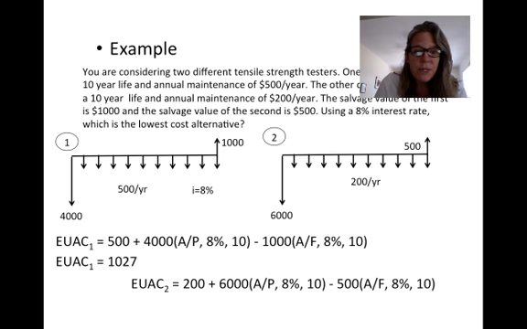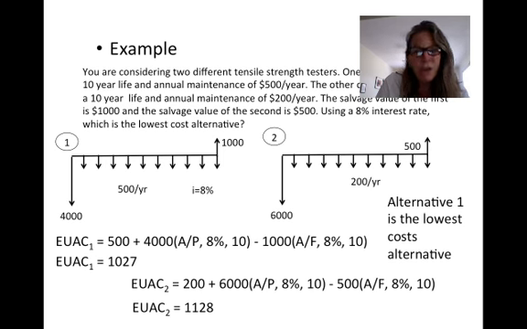1,027. For the second alternative, I'm going to do the same exact thing. The 200 is a cost, the 6,000 cost is spread over the 10 years, and the negative 500 salvage value, because it is a negative cost or a benefit, is spread over the 10 years also, and that value is 1128. So we're going to choose alternative 1 because it's the lowest cost alternative.